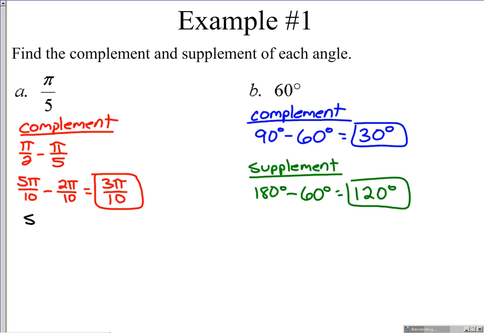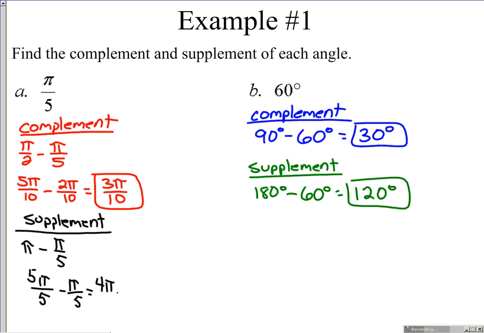Supplement, do the same type of thing. Supplementary angles, we know add up to 180 degrees, which is pi radians. So I'm going to subtract from pi. Again, we need to get a common denominator. And we get 4 pi over 5.